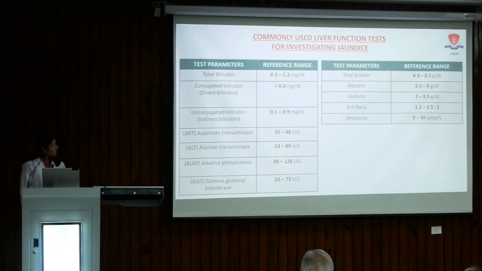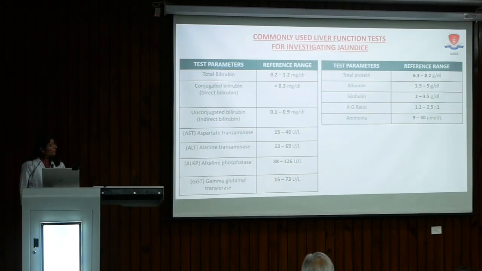Aspartate transaminase 15 to 46 units per liter. Alanine transaminase 13 to 69 units per liter. Alkaline phosphatase 38 to 126 units per liter. Gamma glutamyl transferase 15 to 73 units per liter.